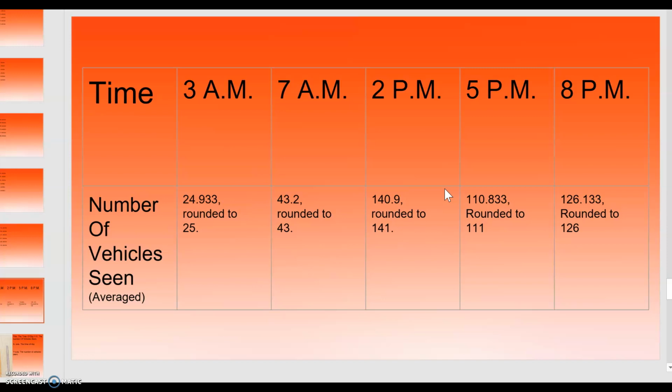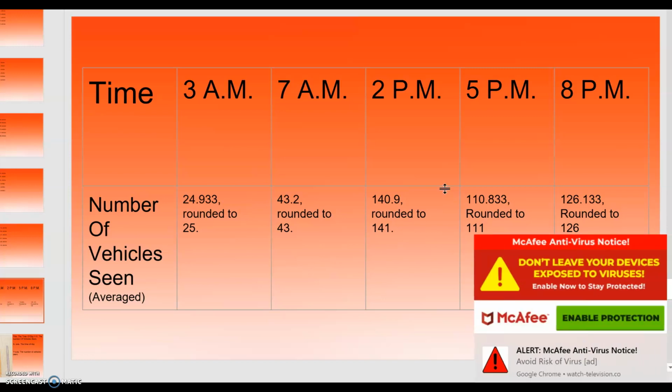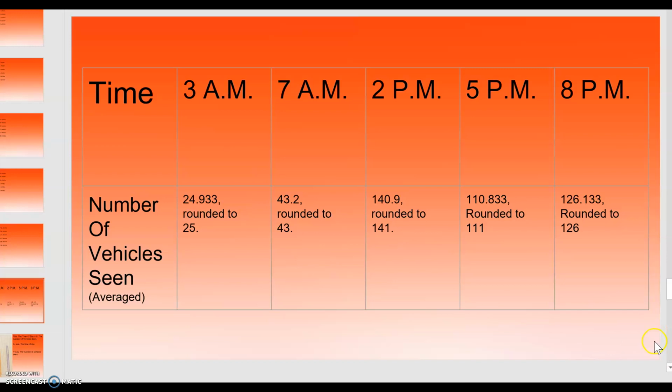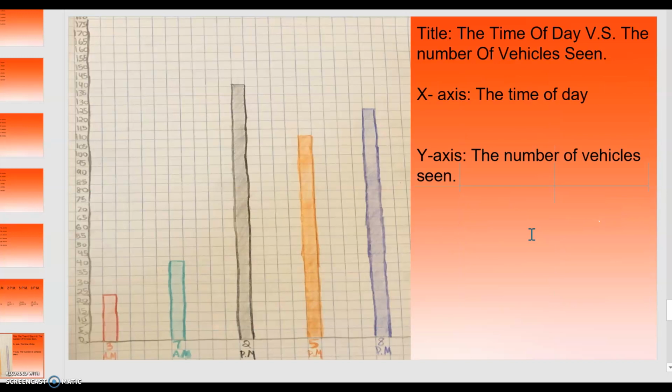Okay, and they've put this into a data table where they have their independent variables and their dependent variables. Title, this is their graph. Their graph is going from 3 a.m. to 8 a.m., to 8 p.m., and we go all the way from 0 cars up to a possibility of 175. They maxed out at a little over 140. Title, time of day versus the number of vehicles seen. X-axis, the time of day, and the Y-axis, number of vehicles.